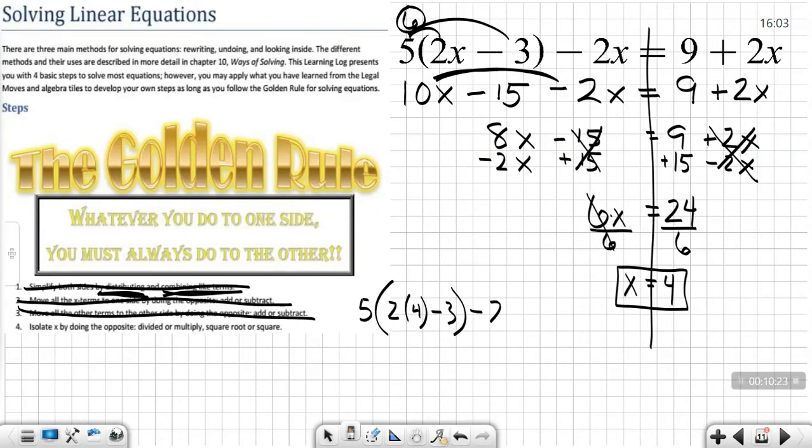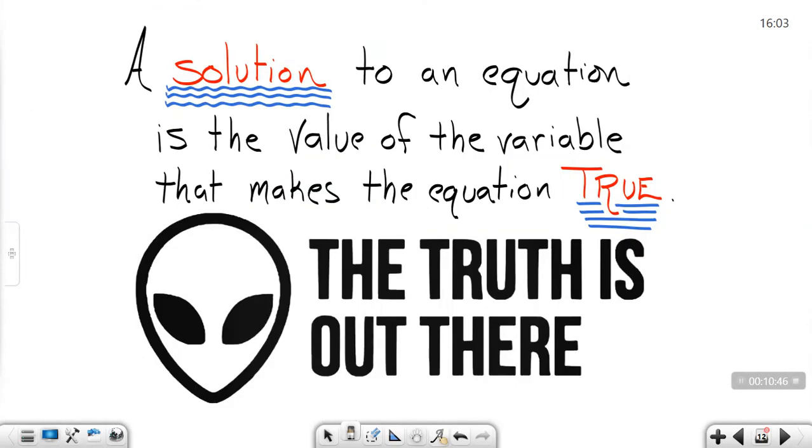Minus 2 times, that's an ugly 4. Let me fix that one for you. Equals, and on the other side, I've got 9 plus, a little bit simpler on that other side there. If I do this and you boil it all down in your calculator, you'll find that 17 does indeed equal 17. That's because that 4 is the solution here. 4 is the value of the variable that makes this equation true.